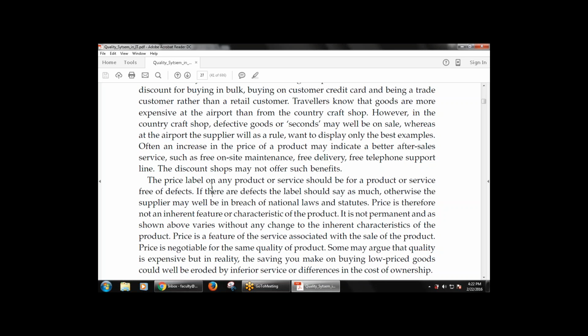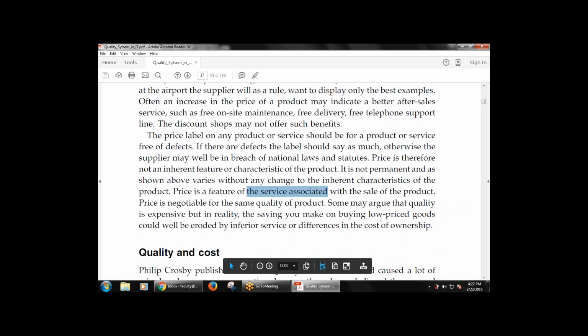So the price label is given on each of the products, used for different scenarios and different concepts. Price is a feature of the service associated with the sale of the product. And price is negotiable for the same quality of the product. Some may argue that quality is inexpensive, but in reality, the saving you can make on buying low price goods could be eroded by inferior services or differences in the price.